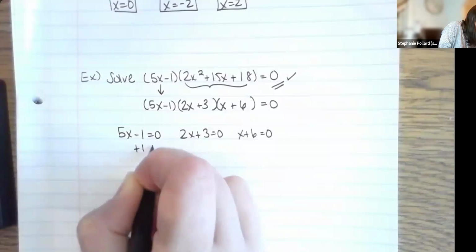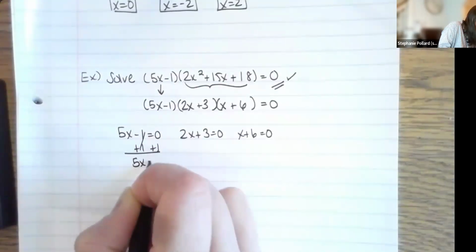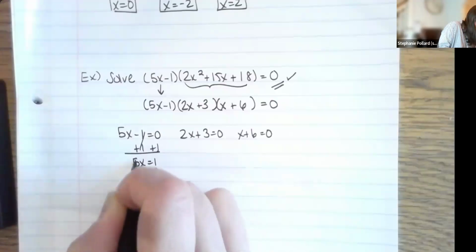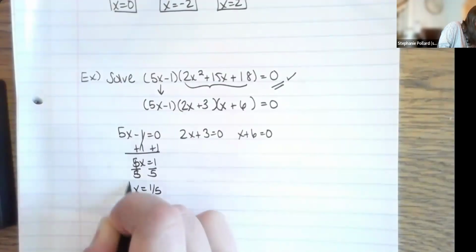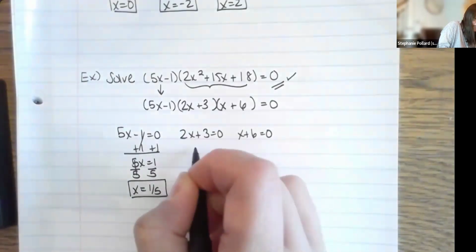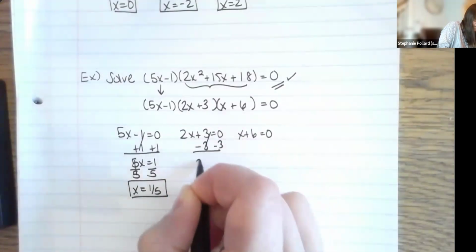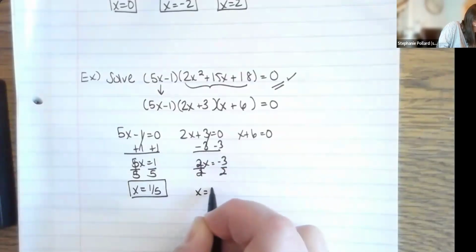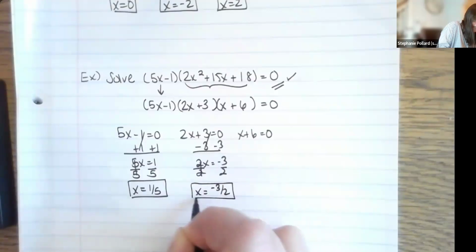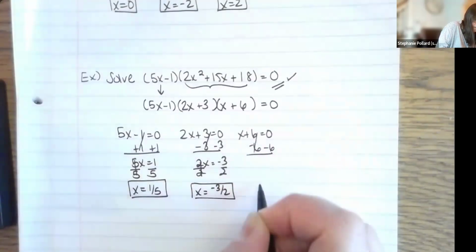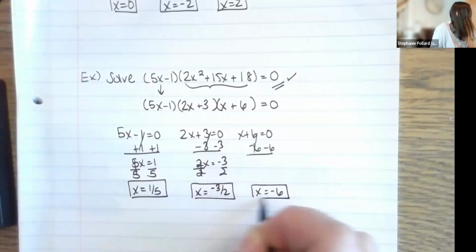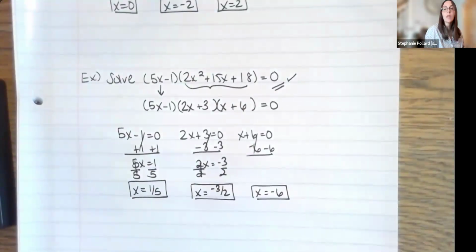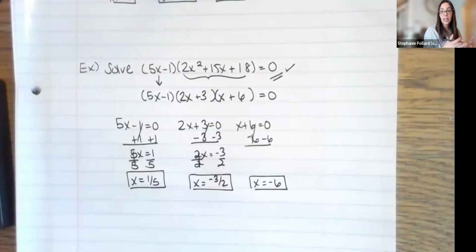And I just start solving each of these one at a time. So in the first case, I add 1 to both sides and divide by 5. So my first solution is 1/5. In the second case, I subtract 3 and divide by 2. So my second answer is -3/2. And in the last case, I'm subtracting 6. So my last answer is just -6 here. So again, I have 3 answers. I won't check this, but if you do want to check your solutions, you can absolutely check it by plugging it back into the original equation.